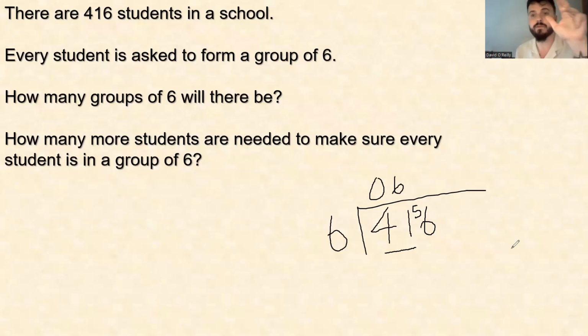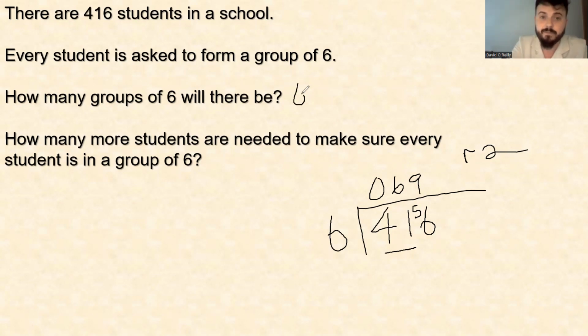6, 12, 18, 24, 30, 36, 42, 48, 54. It goes in 9 times. I have to stop at 54. I've got 2 remaining. Now, the 2 that I have remaining are going to be very important to one of these questions, but let's just appreciate these questions once more. So how many groups of 6 will there be? There will be 69 groups of 6, because 416 divided by 6 is 69.